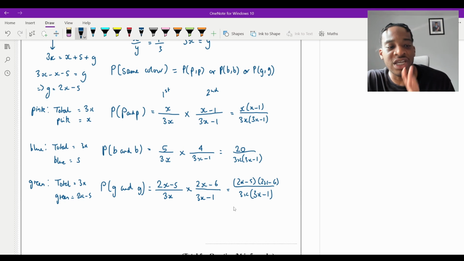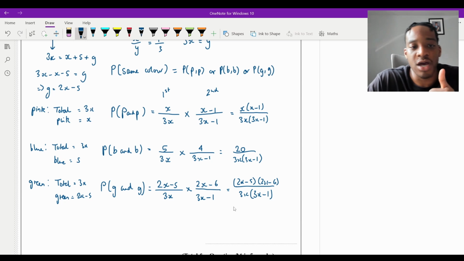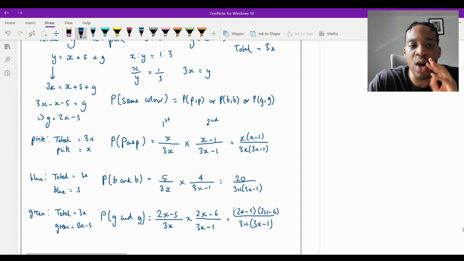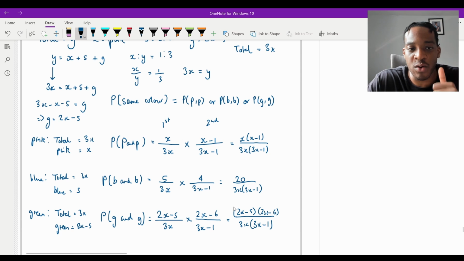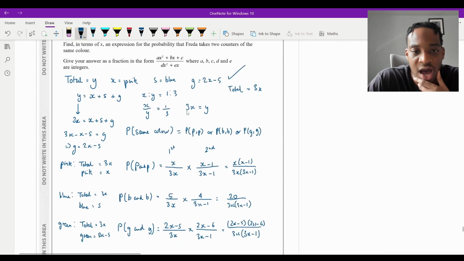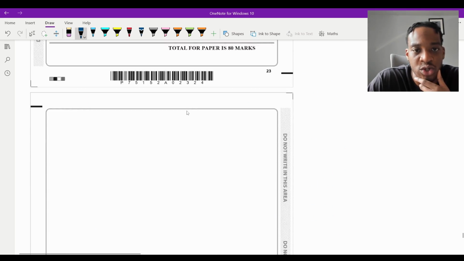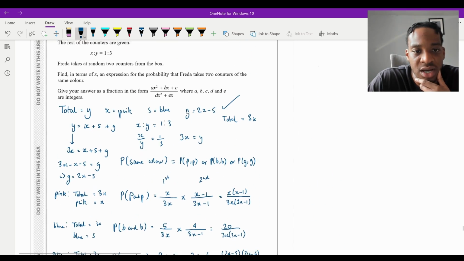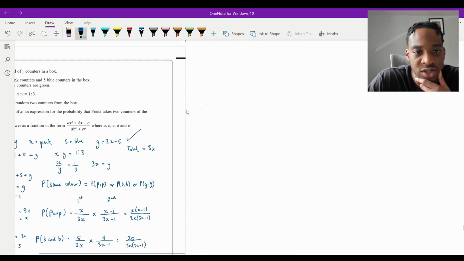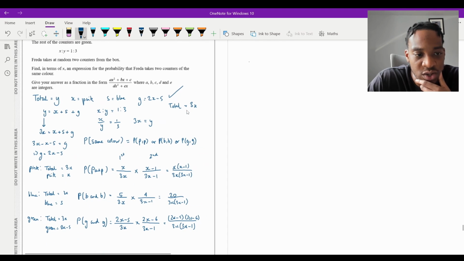Now, these are all expressions for taking either two pinks, two blues, and two greens, right? Remember what the question asks us for. Freda wants to take two colors and they need to be the same color. So we need these, which is what we've got now. So all we need to do is just put this into the formula or into the equation, right? I don't have that much room, to be fair. What I'll do is I'll finish here on the side there. So I'll just continue here.